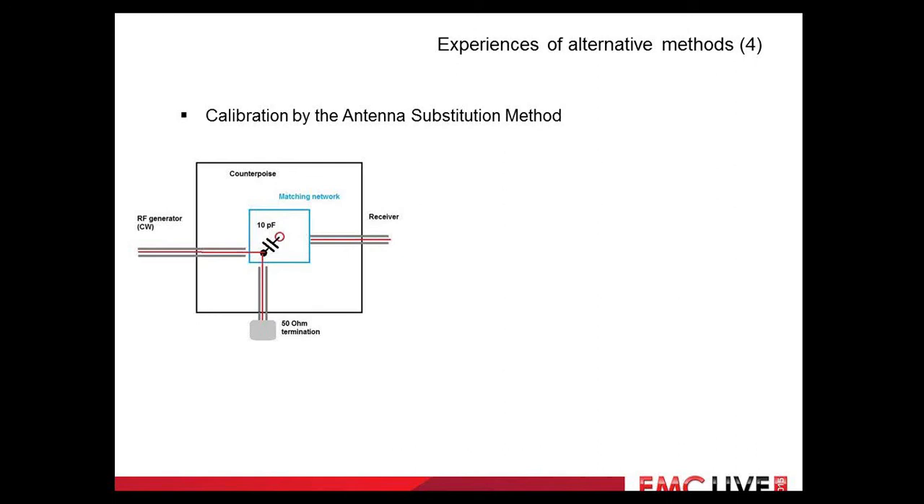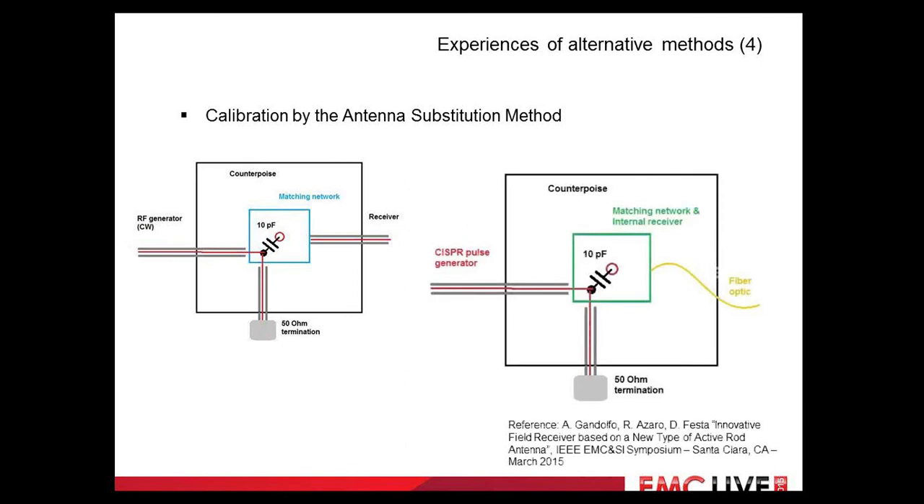In case of this experimental integration, we also have the possibility of using the CISPR pulse generator for calibration, calibrating at once both the rod antenna and the receiving unit. Basically, this is closer to reality because the antenna will be subjected to impulsive disturbances.